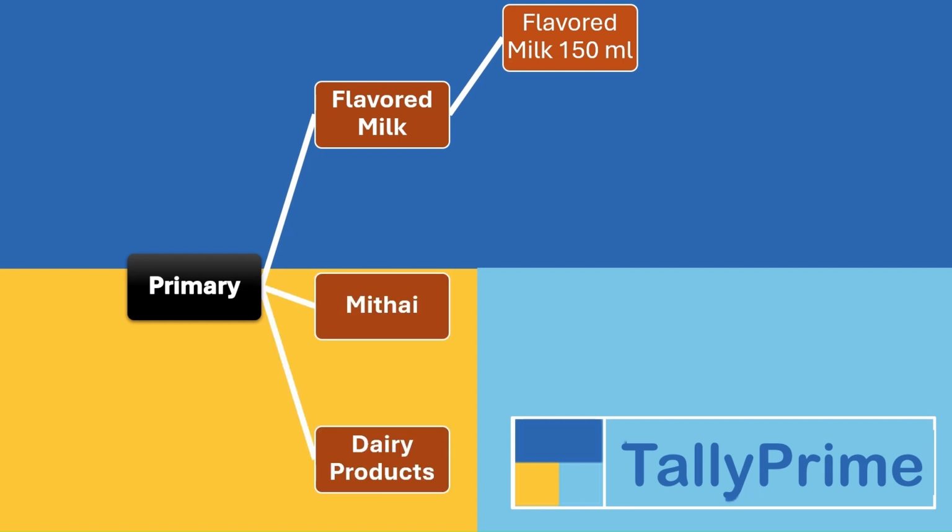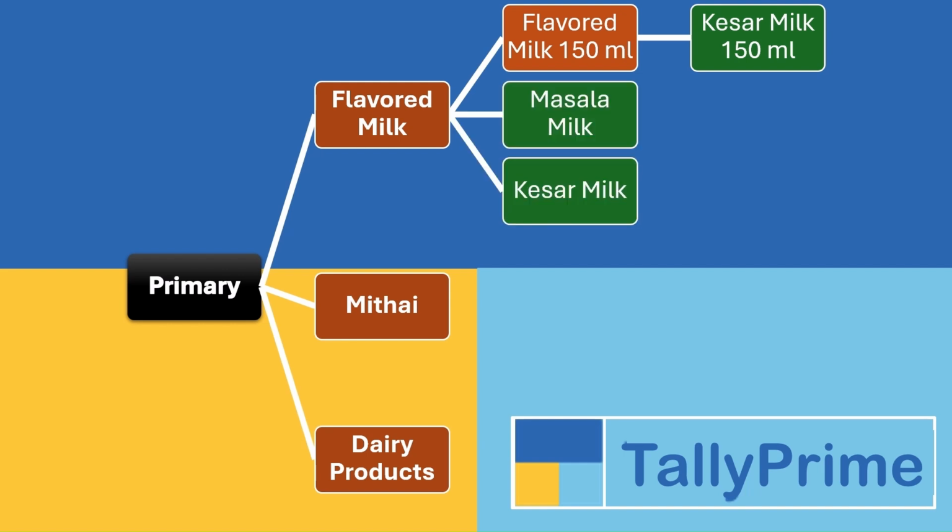We also maintain stock of sweets, that is mithai, and dairy products. So we will create the groups sweets and dairy products under primary. Now while creating the stock items, we will group them in their relevant groups. For example, the stock item Kesar milk 150 milliliters has been grouped under flavored milk 150 milliliters.